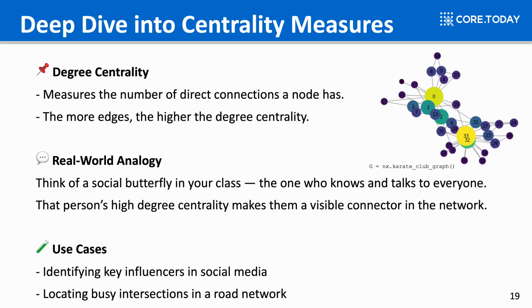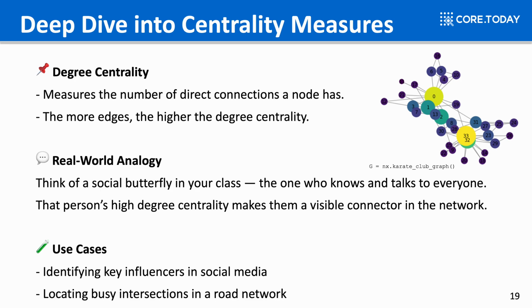Degree centrality is simple but powerful. Imagine you're looking at your group chat. The person who messages with the most people, that's your high degree node. They're visible, accessible, and active. In a network, they often attract attention and spread information quickly.